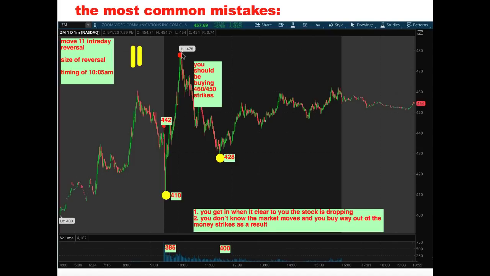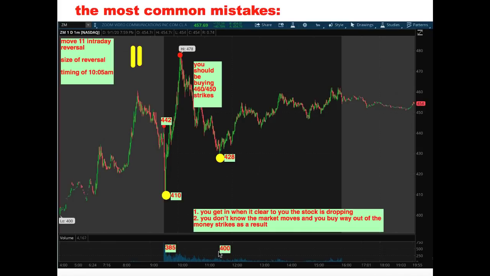You would have also known to time your entries. You can see this highest point in this move 11 formation intraday on Zoom coincides with a timing interval of 10:05 a.m. If you don't know the 8 best intraday time frames for targeting your bounces, then you would have missed out on this magnificent opportunity because this was actually the best trade of the day, right? From 478 to 420, a $50 drop. When the stock was here, you should have been buying 460, 450 strike puts.